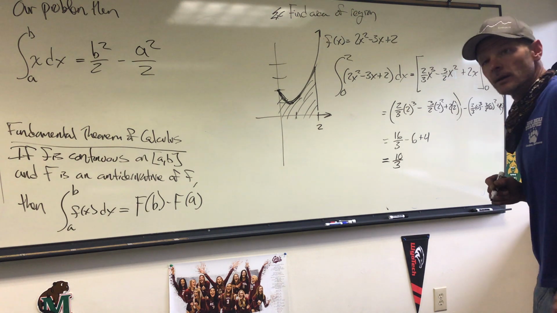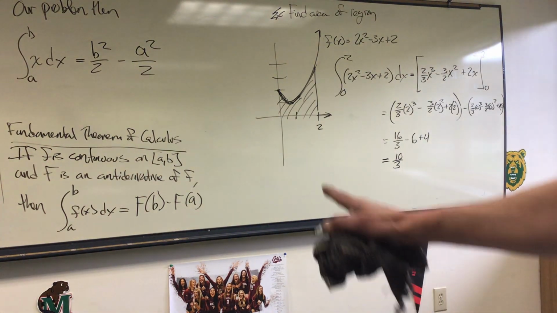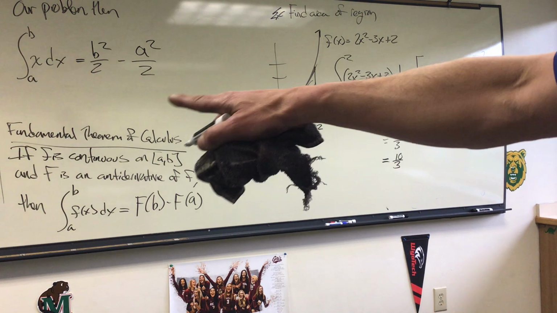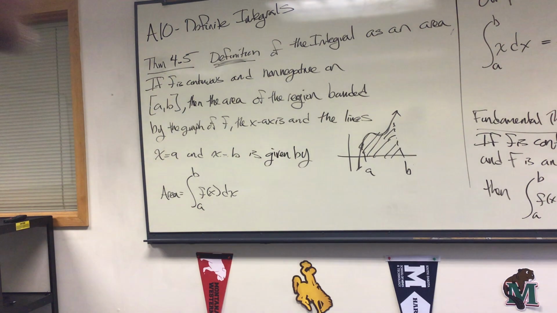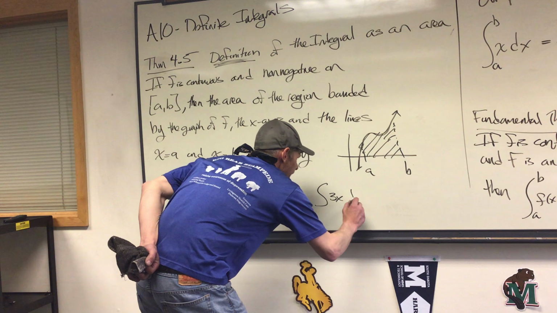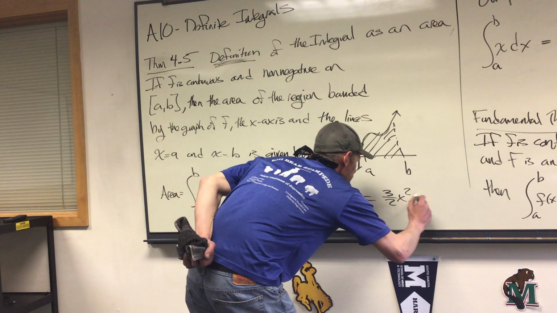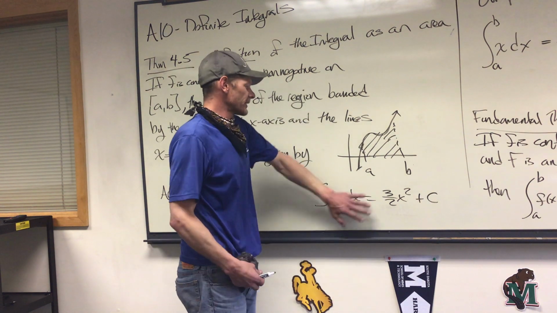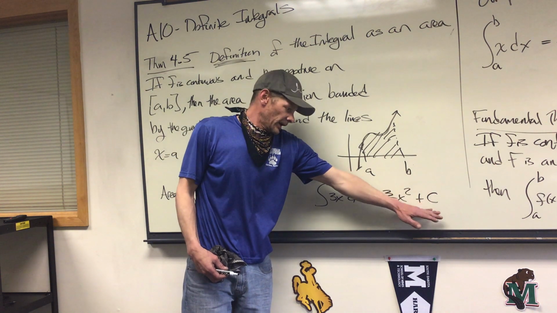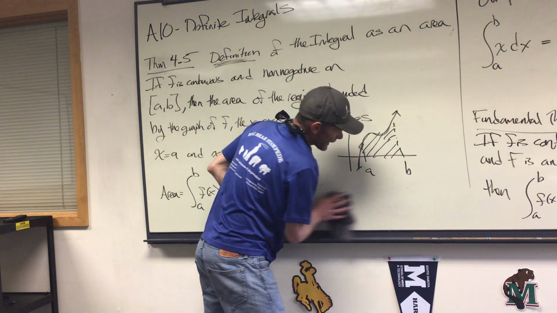Pretty cool, huh? You might ask yourself, what happened to the constant of integration? Remember that when we did indefinite integrals, like the integral of 3x dx, we got 3 halves x squared plus c, right? Because an antiderivative is any number c will be an antiderivative of 3x. So what happened to the c?